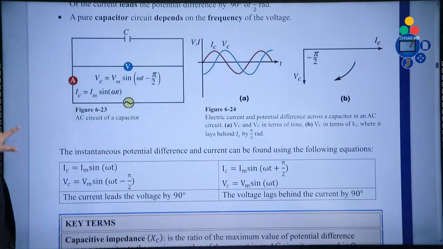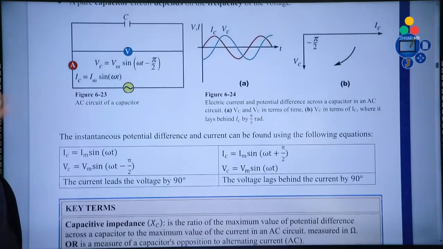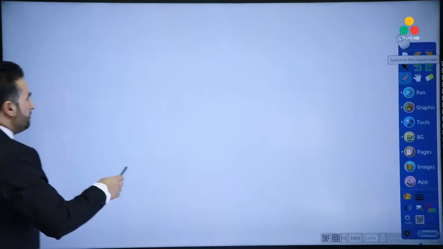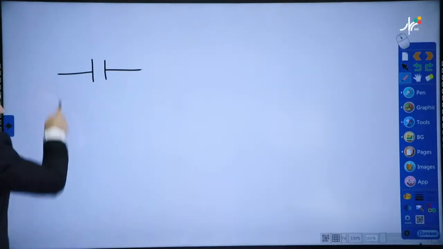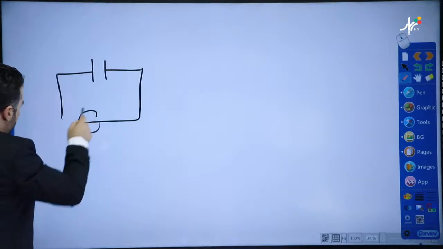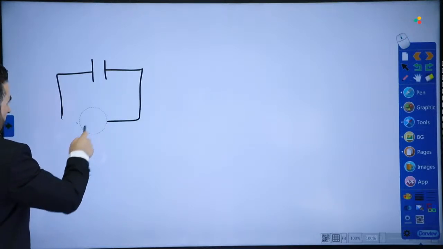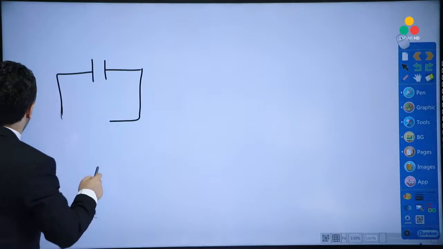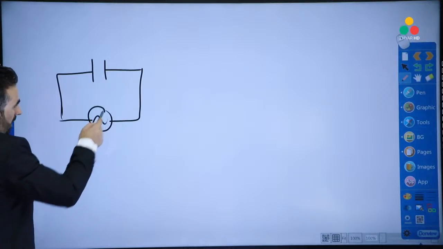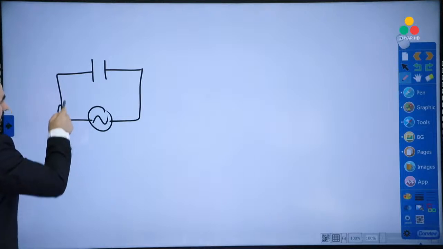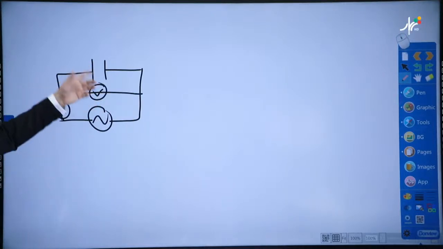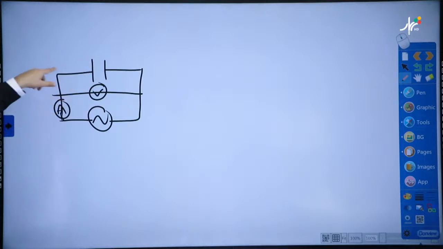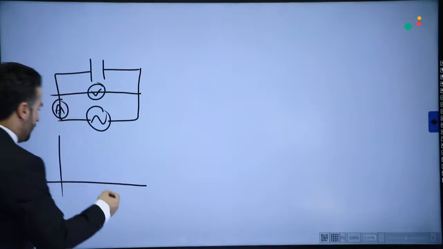So how can we draw this, or help you understand this by drawing it? Basically we have a capacitor. Don't forget, the symbol of a capacitor is two parallel plates. Of course this is connected to an alternating current. There is a switch, and an ammeter which is connected to this, and of course a voltmeter which is connected across the capacitor to measure the voltage across it. The ammeter measures the current flowing to the capacitor. So that is what we have, okay?